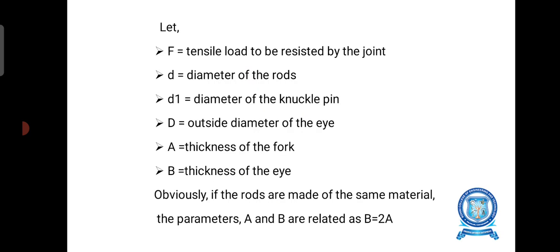Let F equal the tensile load to be resisted by the joint, small d equal the diameter of the rod, D1 equal the diameter of the knuckle pin, capital D equal the outside diameter of the eye, A equal the thickness of the fork, and B equal the thickness of the eye. If the rods are made of the same material, the parameters A and B are related as B equals 2A.